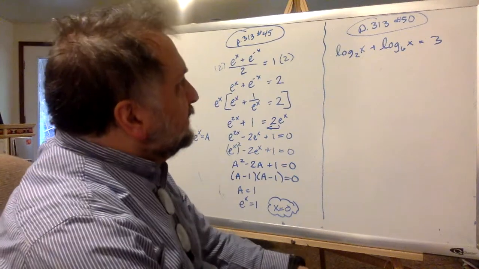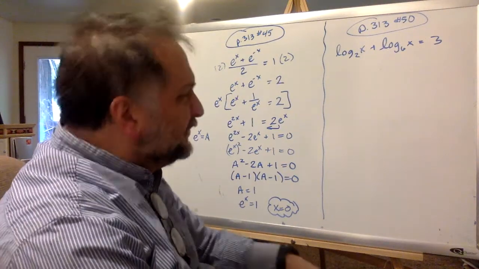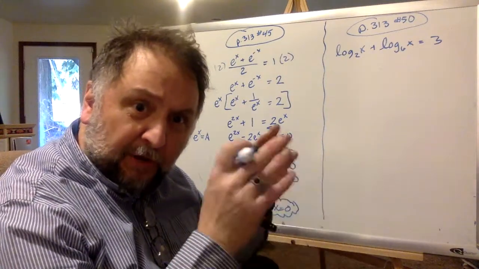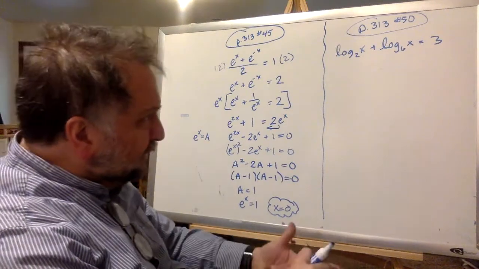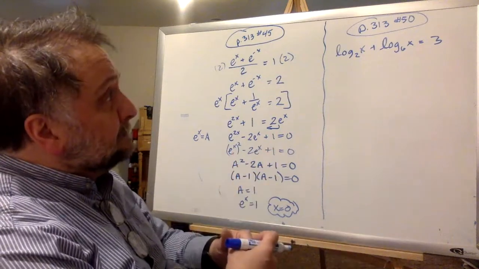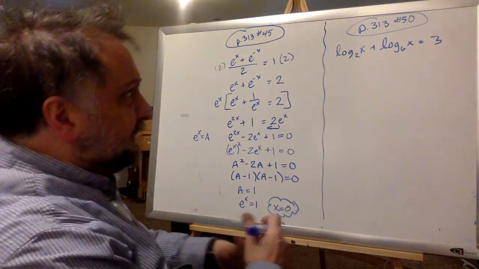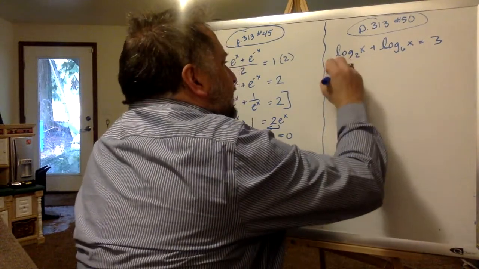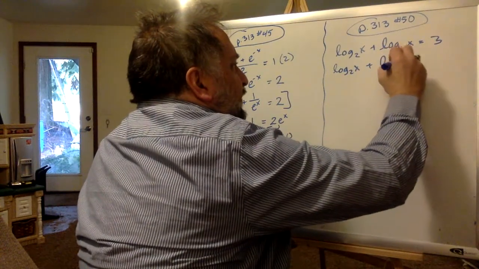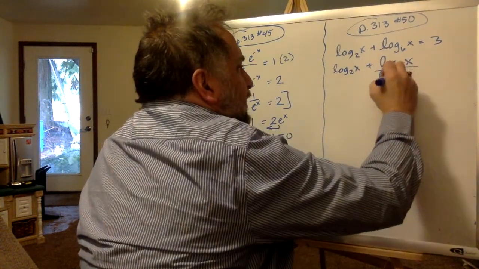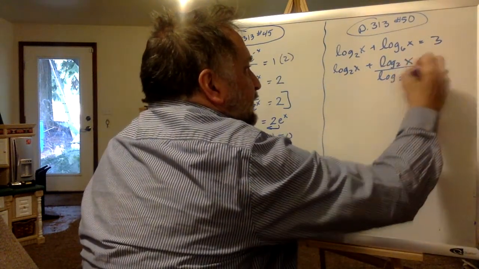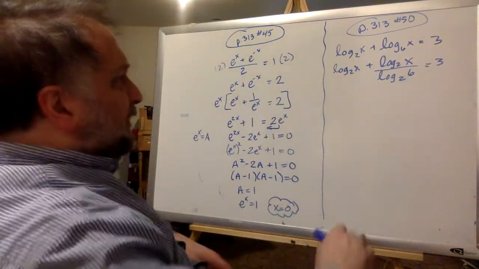Okay. Next problem is 313 number 50. So once again, we have two different bases. So usually I like to write things using a single base. I can change things to a 2, I can change things to a 6, I could change everything to base 10. Doesn't really matter. So I think I'll change everything to base 2. So what I get is log base 2 of x plus log base 2 of x divided by log base 2 of 6.